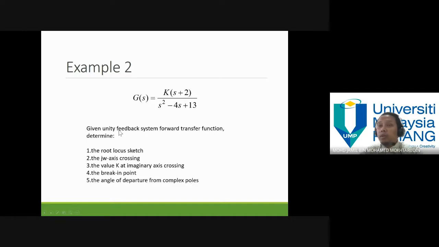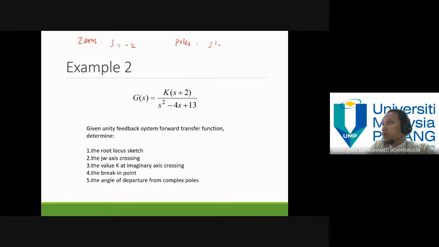Okay, so when the question gives you a forward transfer function for a unity feedback system, it means that you can find the poles and zeros straight away from G(s), without using the method when K equals 0 or when K equals infinity. So from here we can find first our zeros. So our zero is at s equals minus 2. And then poles.